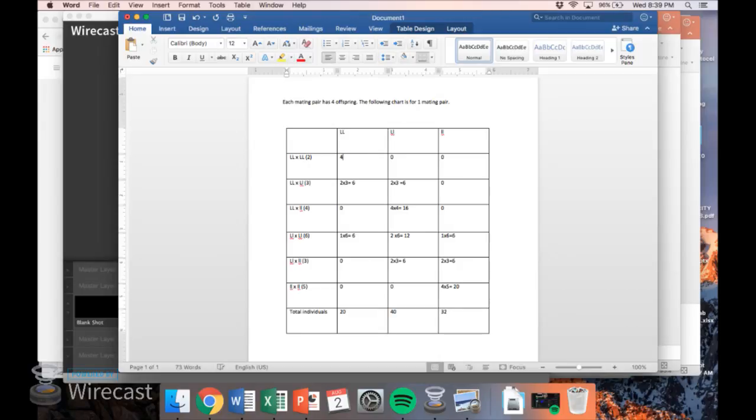Okay, so the way that we set this up originally is we're trying to figure out what's going to happen in the next generation. So we're trying to predict the offspring of a bunch of mating pairs. We're trying to predict what's going to happen with the next generation with regards to genotype. So first we list all possible mating pairs that we could have over here, right?